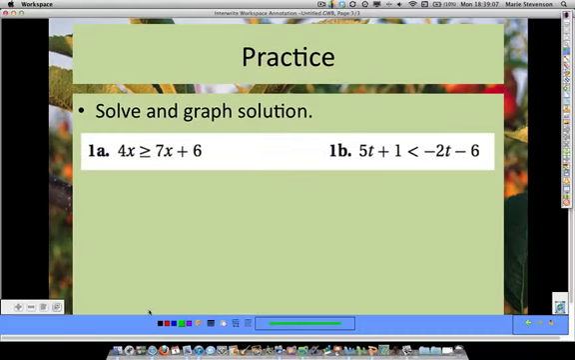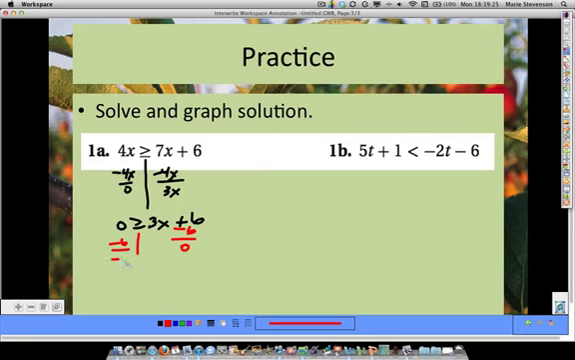Alright, now that you've had a chance to try it, I'm going to go ahead and do them. So here's the first one. So now I have 0 greater than or equal to 3x plus 6 minus 6. I get negative 6. So now I have negative 6 greater than or equal to 3x. Divide by 3 on both sides, so I get x. Negative 6 divided by 3 is negative 2, greater than or equal to x.